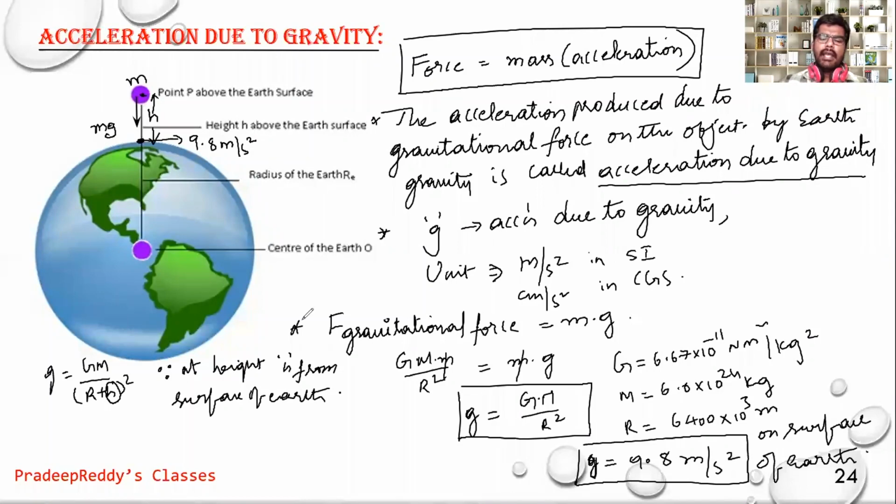So this is how acceleration due to gravity varies from position to position. Acceleration due to gravity varies with respect to the mass of the planet, as well as the radius of the planet.